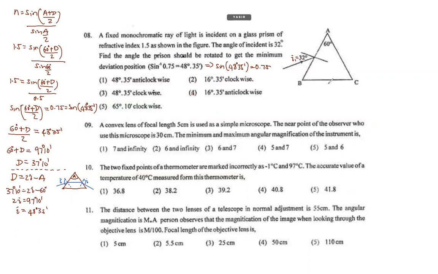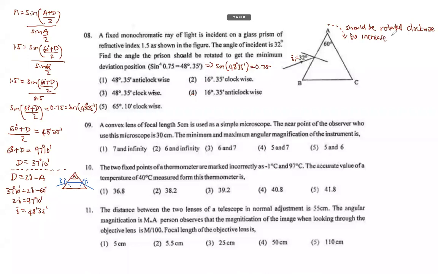Therefore, how much do I have to rotate it? I need to increase the angle by 16 degrees and 35 minutes. To increase the angle, I need to rotate the prism this way. Yes, correct, because the ray will be there without changing. So it should be rotated clockwise to increase the angle of incidence.